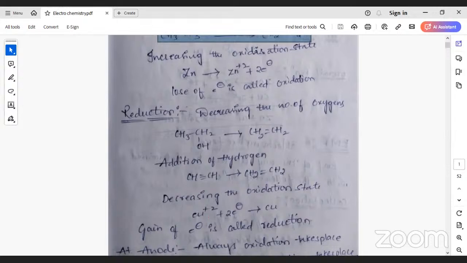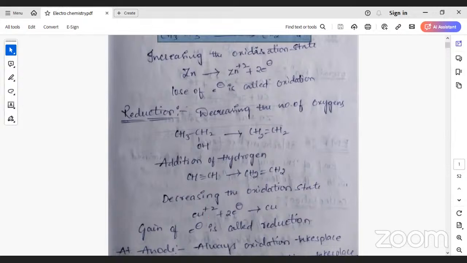Any metal that is involved in losing electrons, that is called loss of electrons. Just see here: zinc is converted to Zn plus 2 plus 2 electrons. This loss of electrons is called the oxidation process.